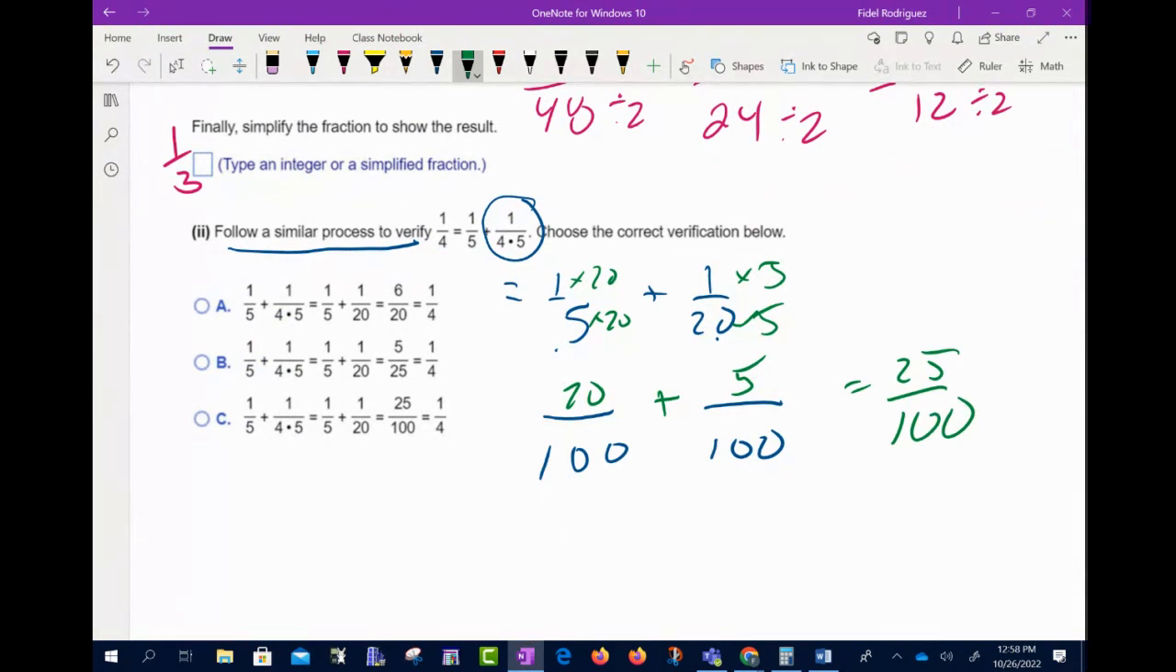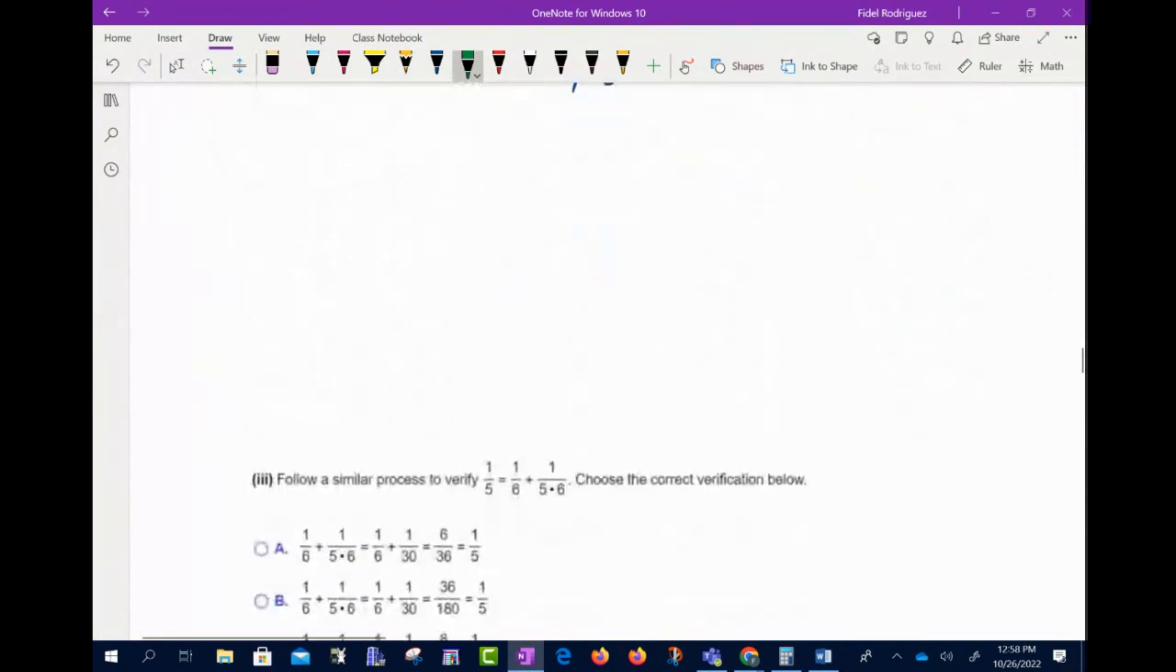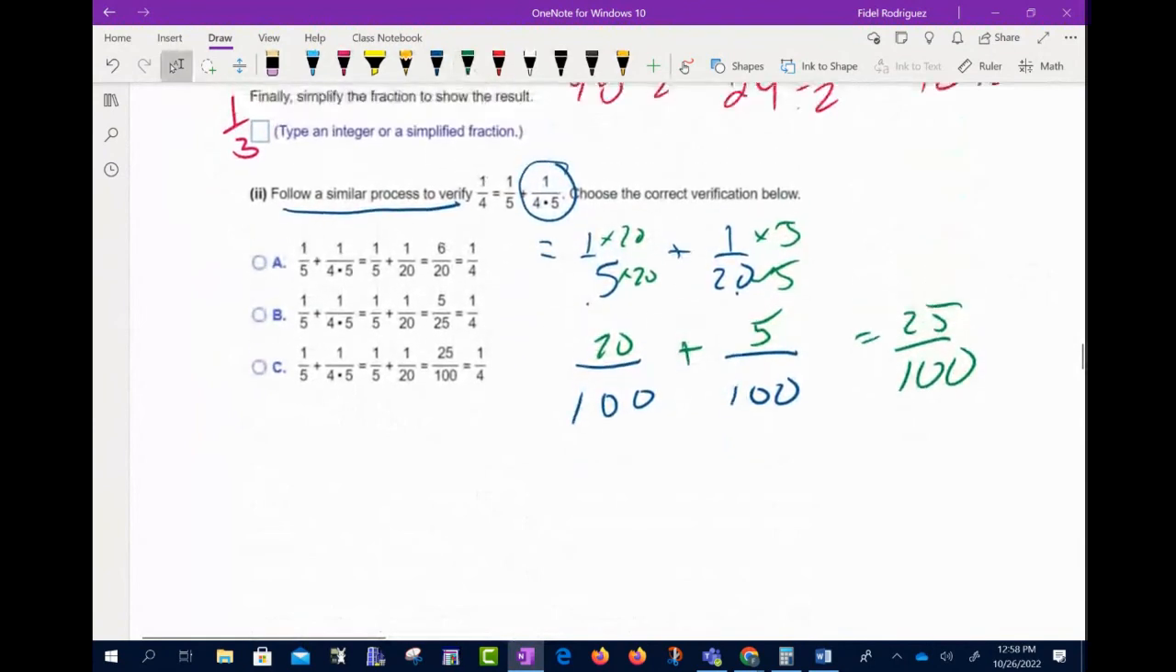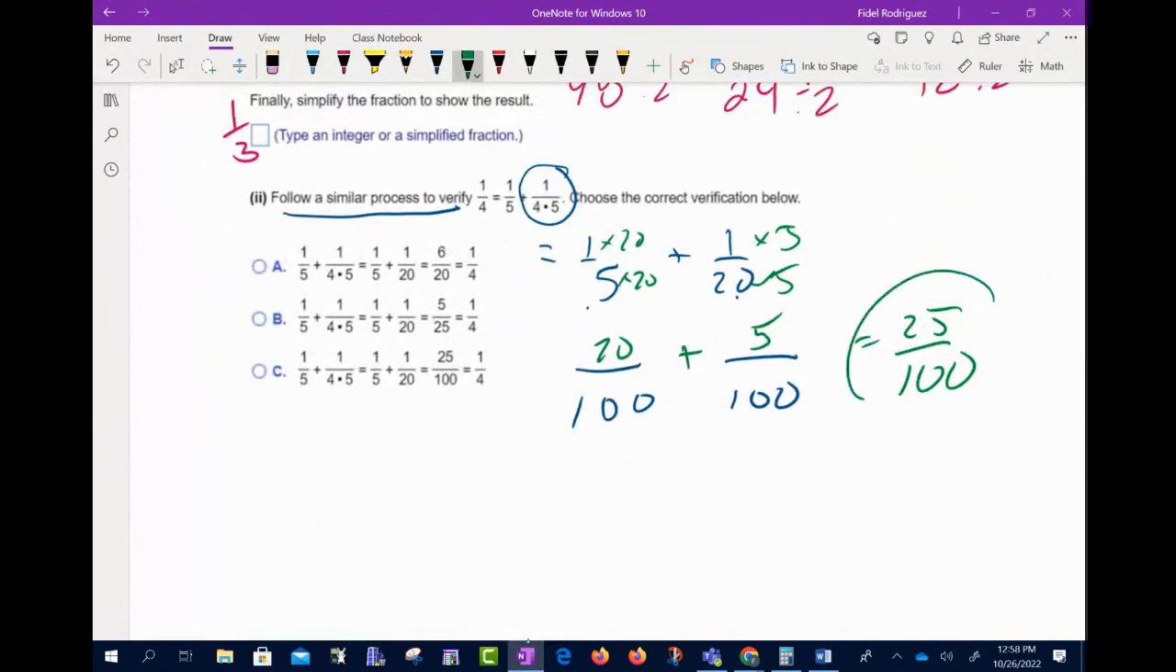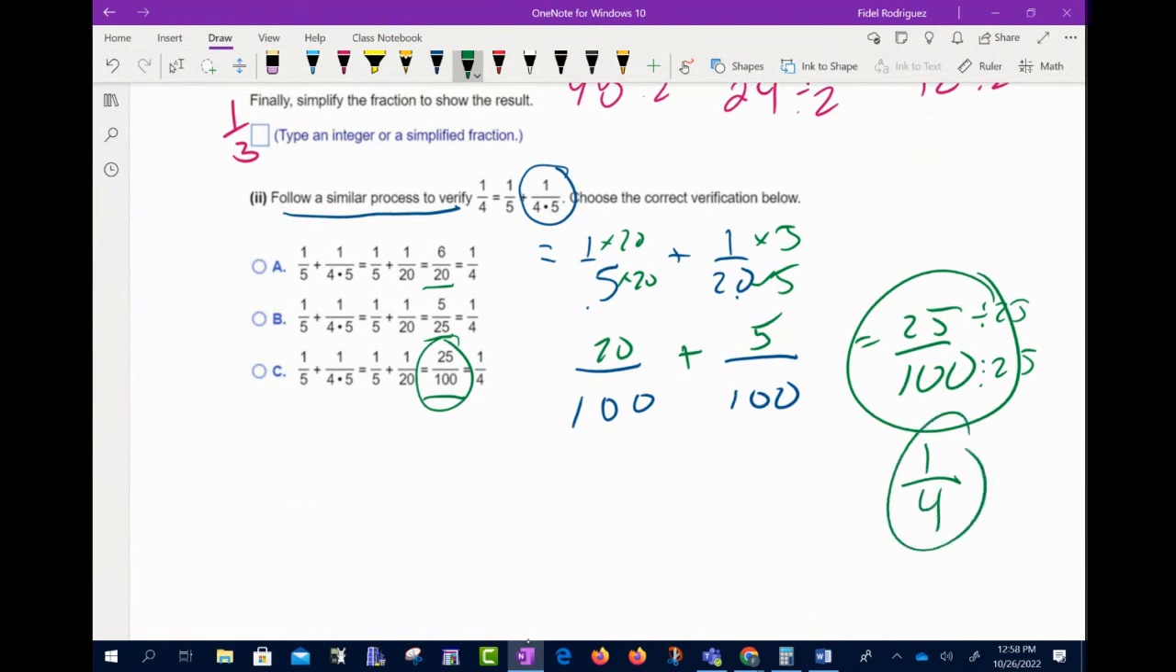And I'm going to look at my choices here. Look, I got A, B, C. Okay, there was just 3 choices, A, B, and C. And so I'm going to look at what I have right here, and I'm going to say, okay, look, do I have that anywhere? Oh, yeah, I do. Look, we got it right there. And if we were to think about this, and I'm going to go big here, y'all, I'm going to divide them both by 25. 25 goes into 25 once, and 25 goes into 100 4 times. So my choice here would be C. Okay.